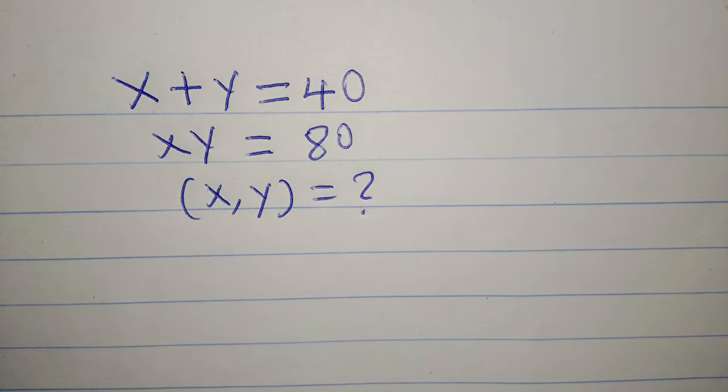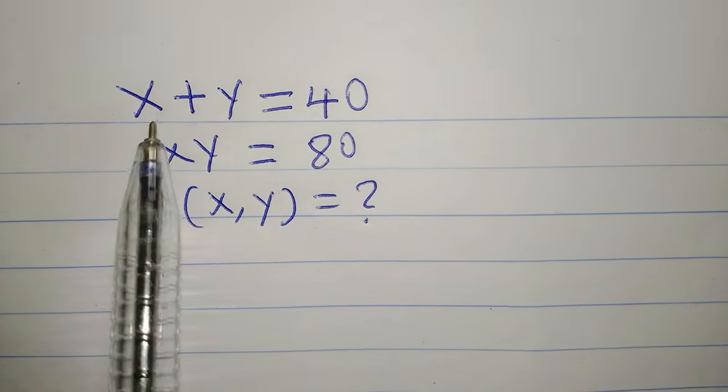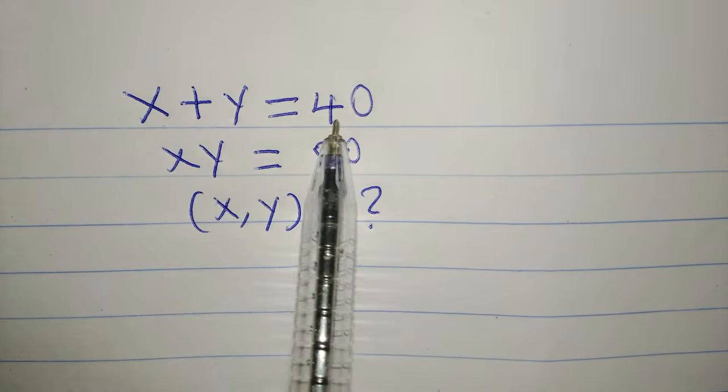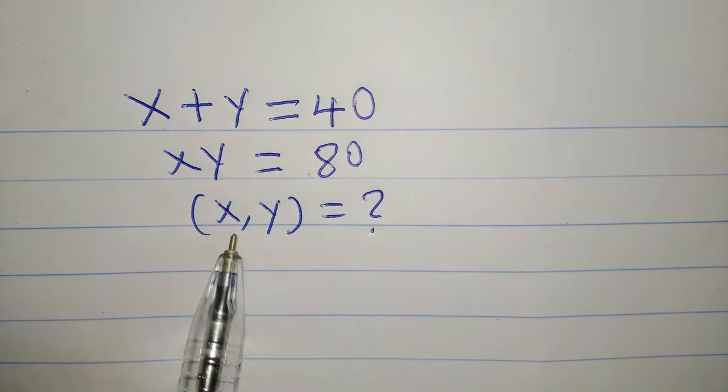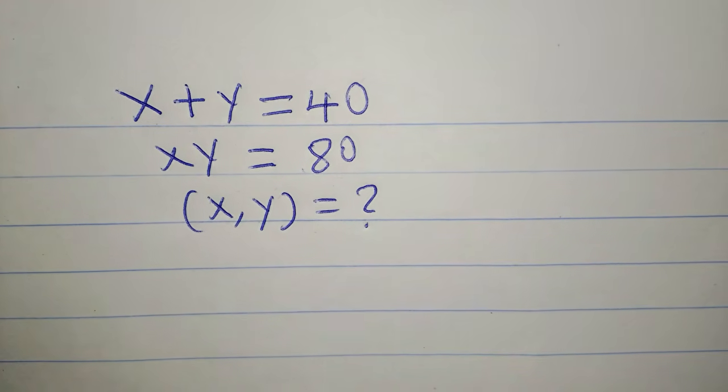Let's provide a solution to this question. Question read: x plus y equals 40, x times y equals 80. What is the possible value for x and y? So let's provide a solution.